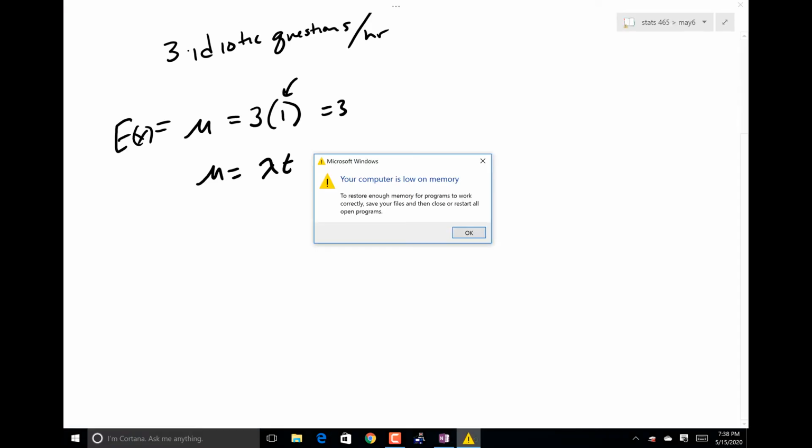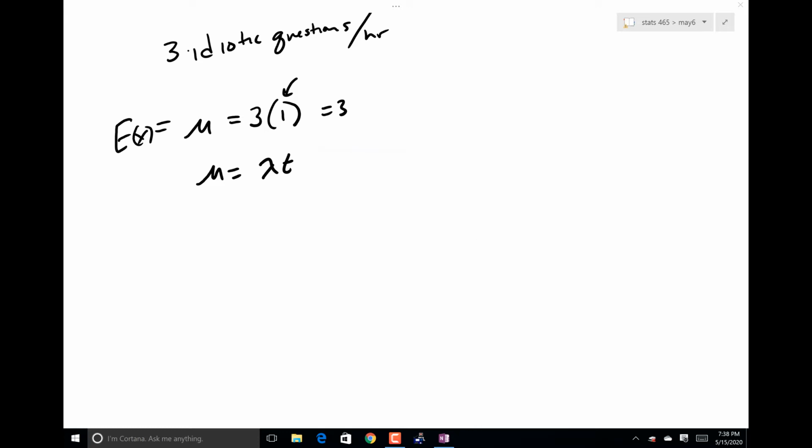Oh, fiddle faddle. What just happened? That's interesting. Your computer is low on memory. Oh, that's cute. Oh, all right. I'm going to keep rolling. I guess if it shuts off, it shuts off. What are you going to do, right?